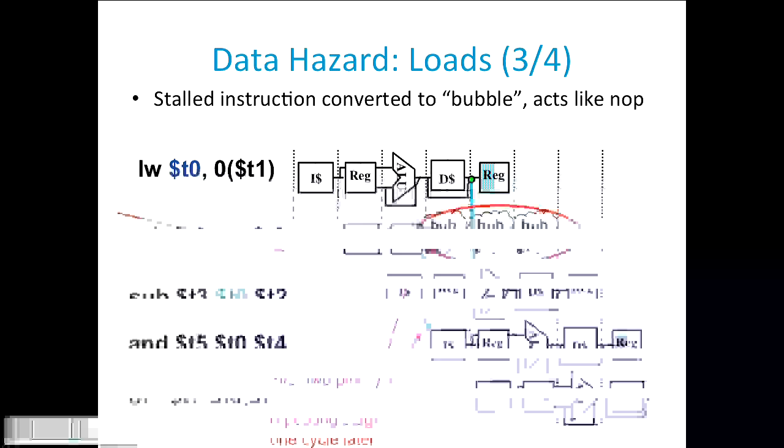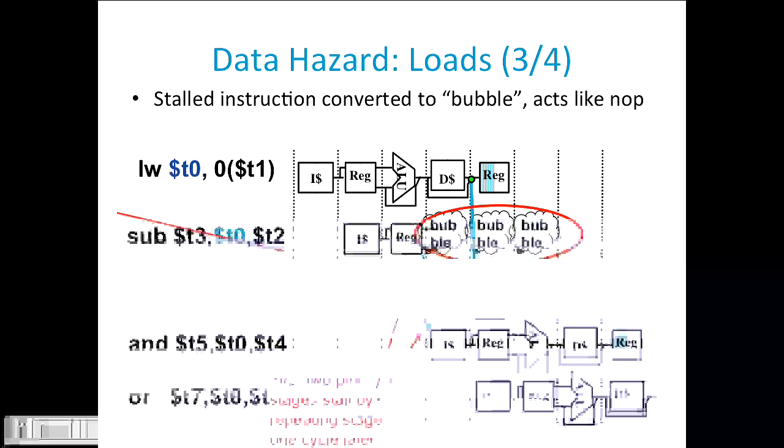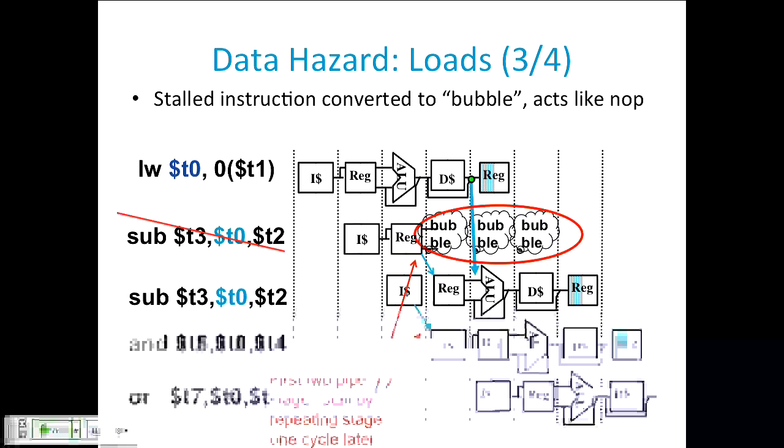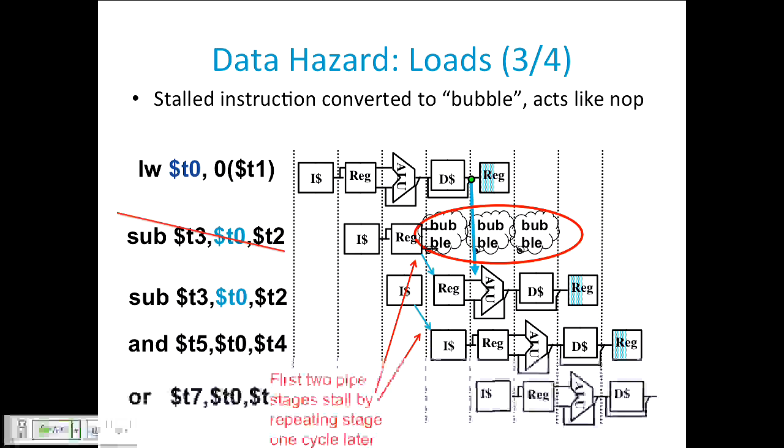So here's a load coming in, right? This is when the value is produced. So this subtract comes in. I try and fetch it, decode it, then I detect, oh, whoops, I've got a hazard. So what I do is I kill this thing and turn it into bubbles. So the bubbles then flow down the pipeline. This guy actually stalls and repeats the same stage, right? So this was in the decode stage. I make it repeat the decode stage.